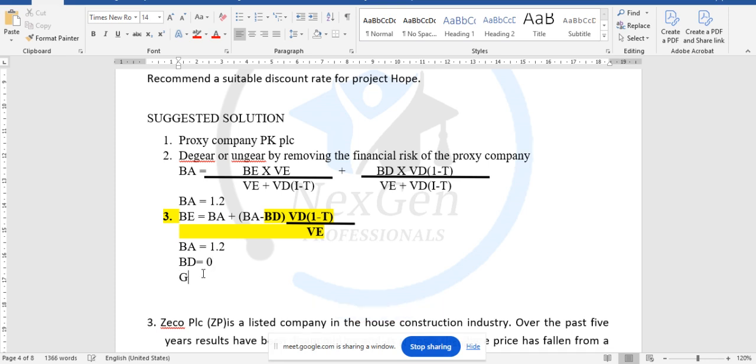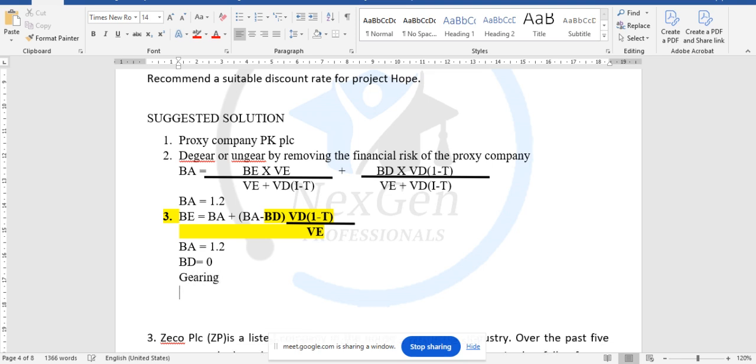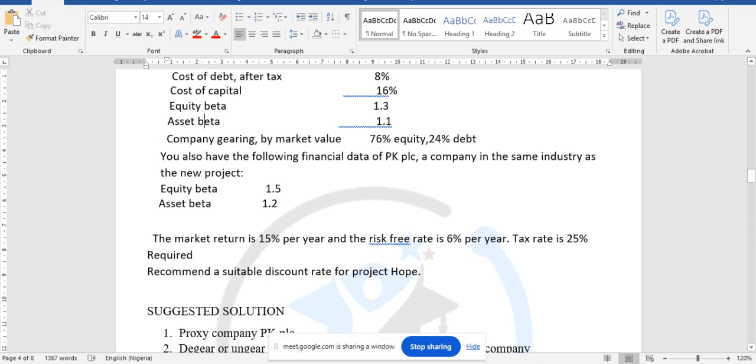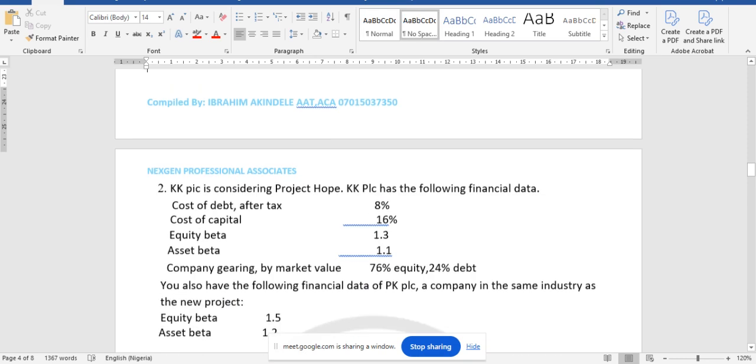What do you need again? You need the level of gearing so that you can identify what is the level of gearing here. Based on the question, let's check. Based on the question, don't form questions for yourself. Oh, they even gave us equity is 76, debt is 24%. You can see it here.